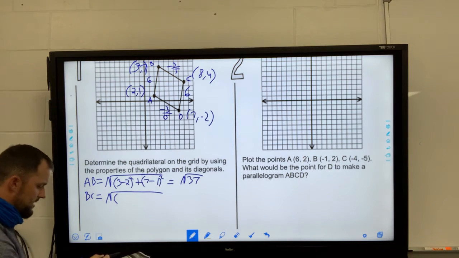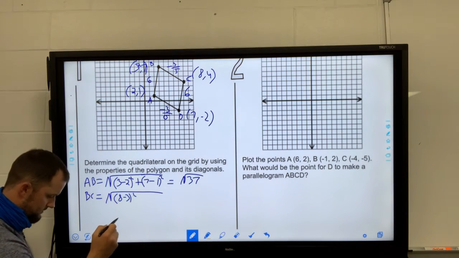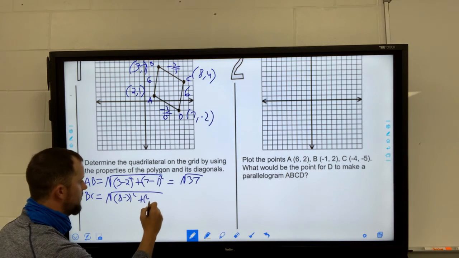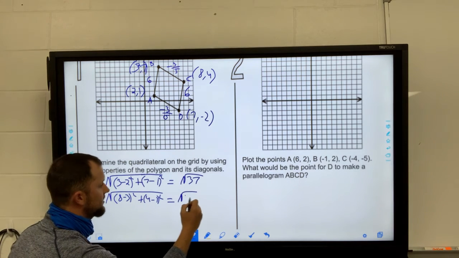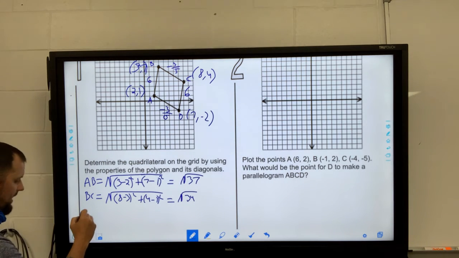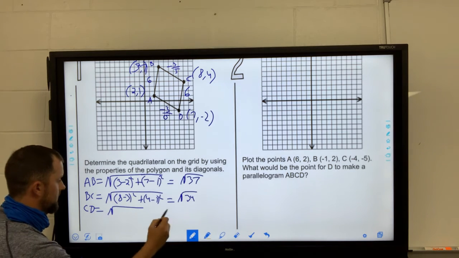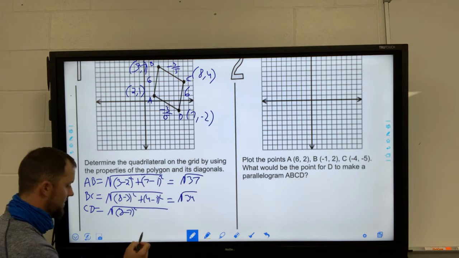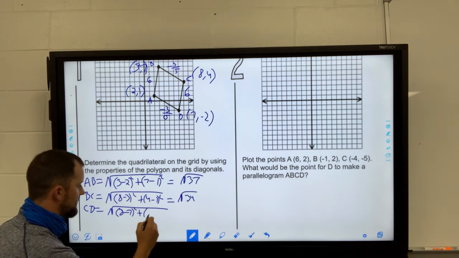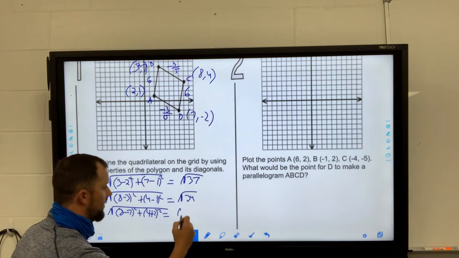So B to C is going to be 8 minus 3 squared plus 4 minus 7 squared. And when I work that out, that's going to end up being the square root of 34. Okay, now let's check from C to D. From C to D is going to be 8 minus 7 squared plus 4 plus 2 squared. And that's going to work out to be the square root of 37.